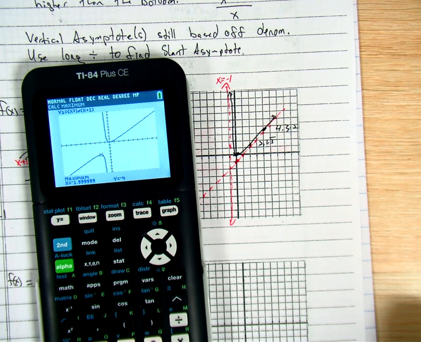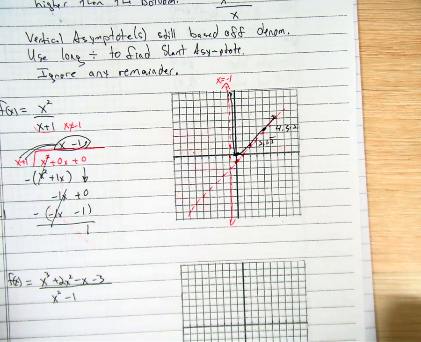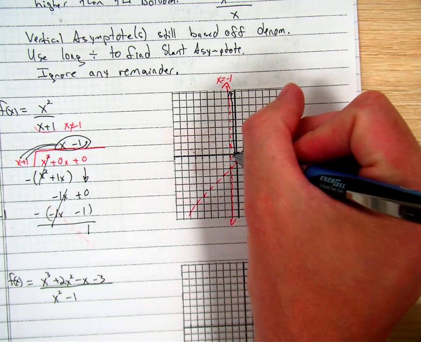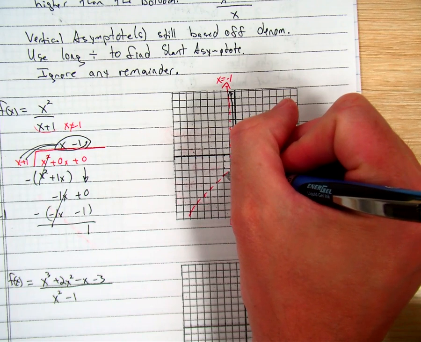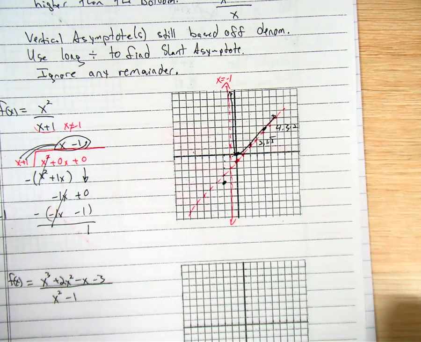Negative 1.999999999, comma negative 4. Okay, use your brain here, folks. It's going to be negative 2, comma negative 4. Negative 1, negative 2. 1, 2, 3, 4. That's the high point.